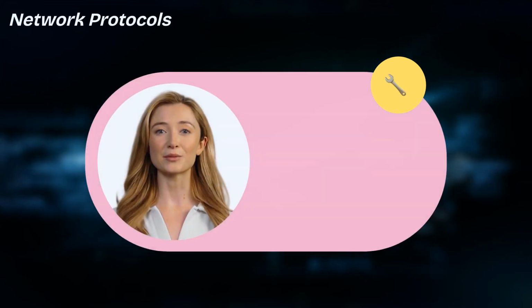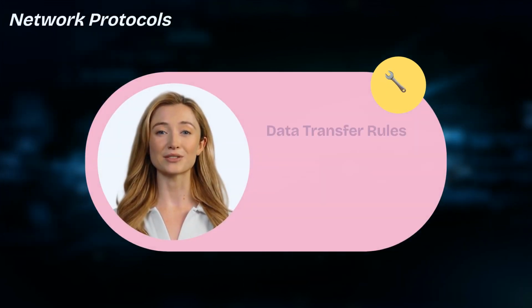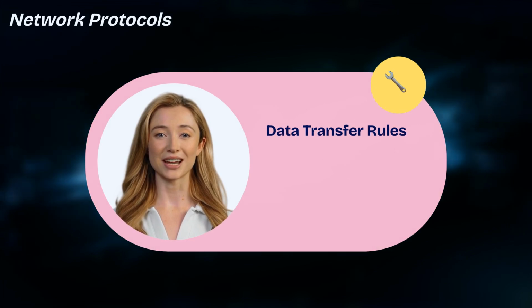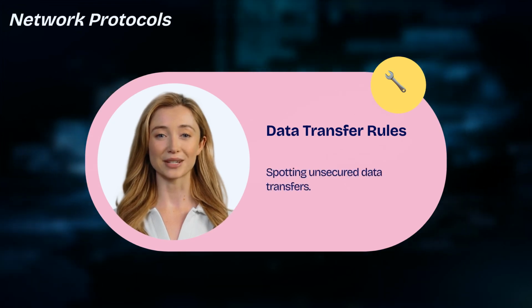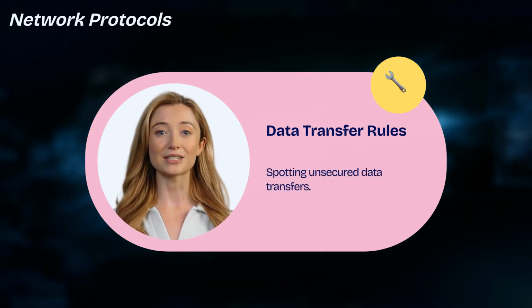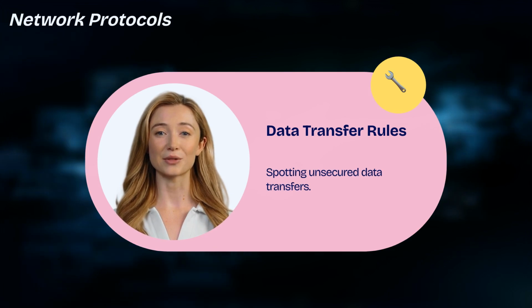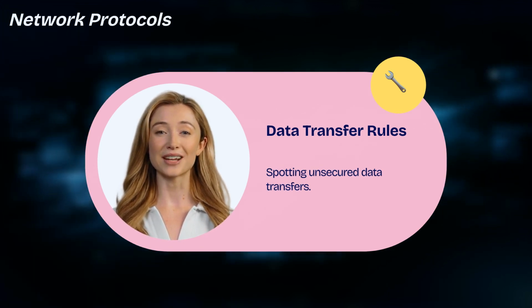Another layer is network protocols. These are the rules of the road for data. Understanding which protocols are used for what kind of data transfer helps in spotting when something's not right. If data is supposed to travel via HTTPS but you see it using an unsecured protocol, that's a red flag.